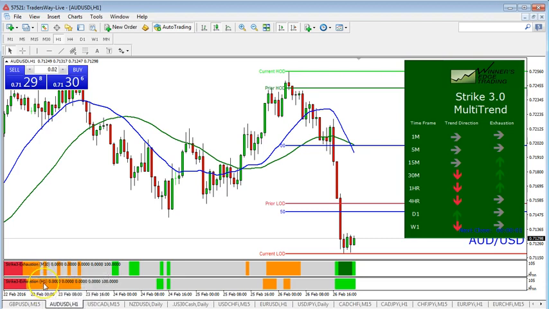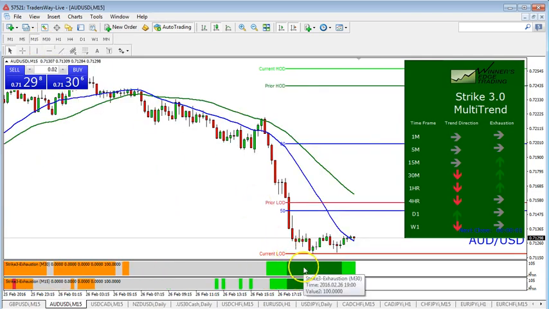But the bottom one changes to whatever time frame I'm on. So right now I'm on the hourly, you see it's hourly. So it's not overextended right now. It's not a G3 on the hourly and the 30, but it is a G3 on the 15 and the 30. And what we're looking for is G3s on 15 and 30 for short-term trades.